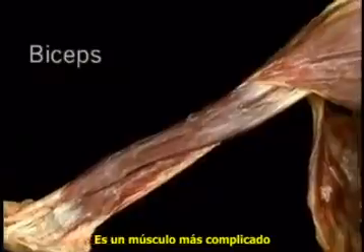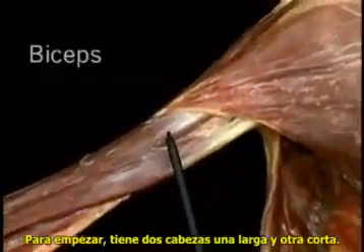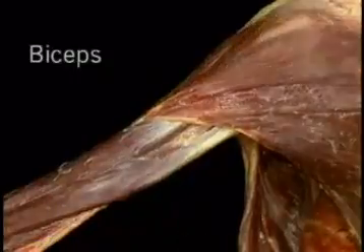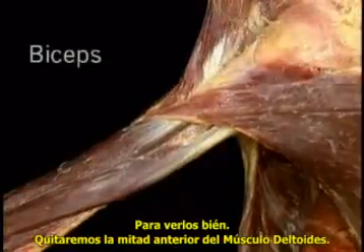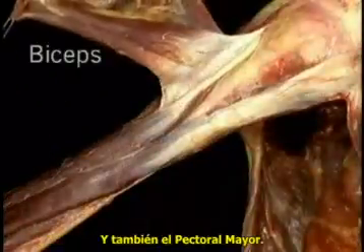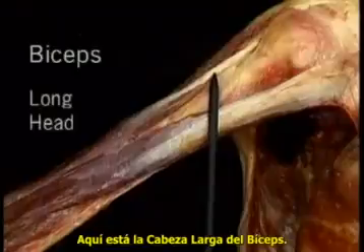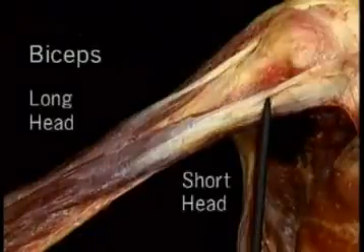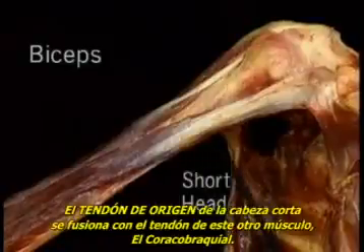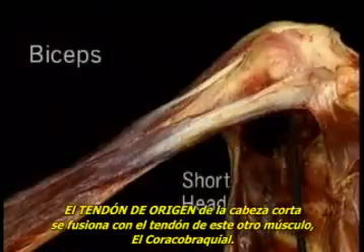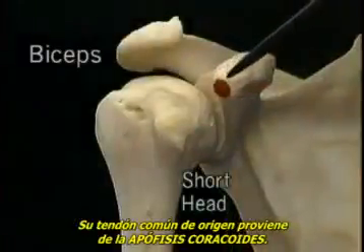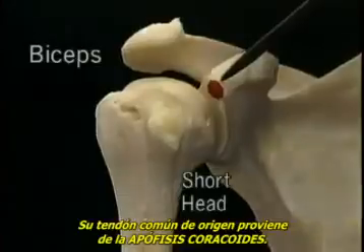The biceps muscle, its full name is biceps brachii, lies in front of the brachialis. It's a more complicated muscle. For a start, it has two heads, a long and a short. To get a good look at them, let's take away the anterior third of the deltoid muscle and also pectoralis major. Here's the long head of biceps. Here's the short head. The tendon of origin of the short head merges with that of another muscle, coracobrachialis. Their common tendon of origin arises from the coracoid process.